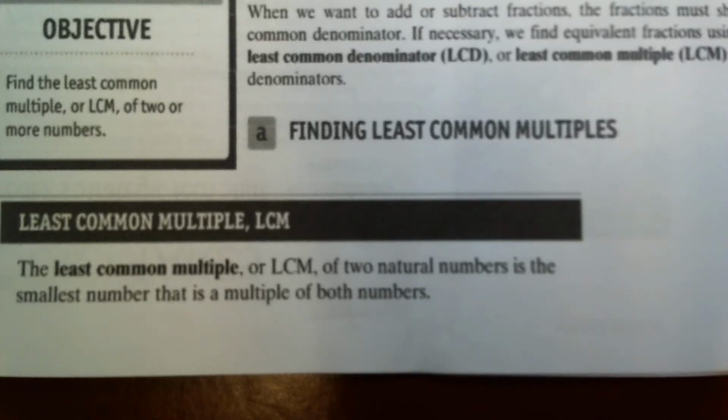Here's the definition of the least common multiple, the LCM. The LCM of two natural numbers is the smallest number that is a multiple of both numbers. Well, when you just read that statement, that might seem a little confusing. So let's look at an example.